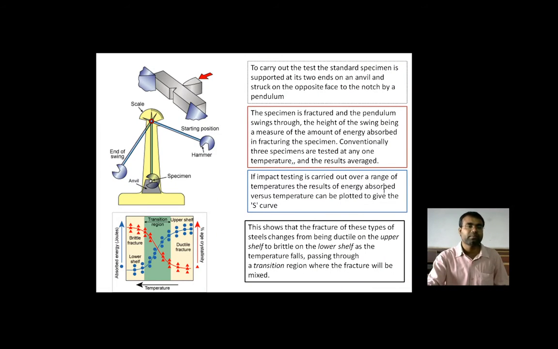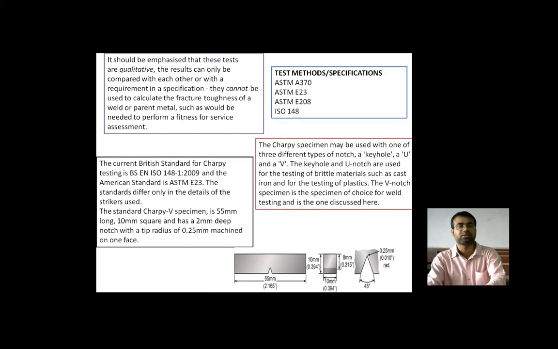This is the hammer, which is released from a position, and then it moves and strikes that particular workpiece and swings up. So we will discuss what this is all about.